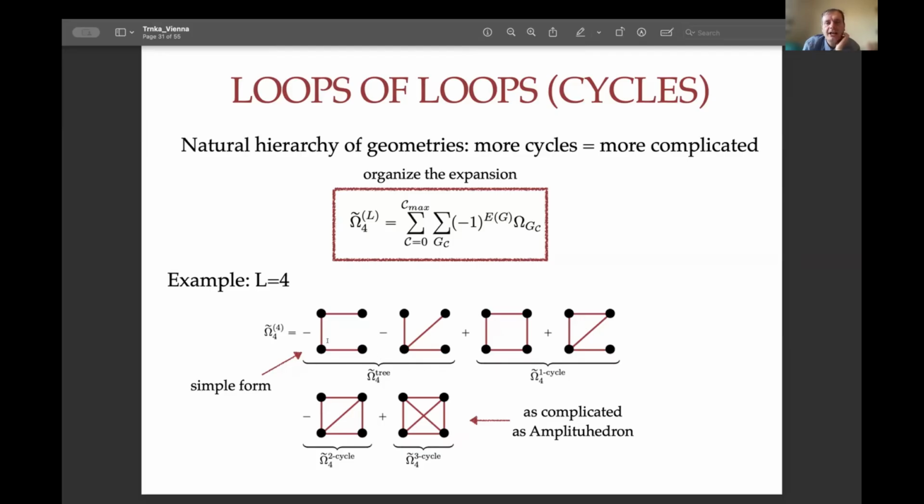We have two different types of tree graphs. Then we have two different graphs, the one with one closed cycle, and then one graph with 2 cycles and one graph with 3 cycles. Note that these are still all contributions to the four loop integrand, so it's the same loop order. It's just that the geometry becomes more complicated if we have more links, and this is related to the number of the internal cycles. And the canonical forms for all of the tree graphs are very simple.